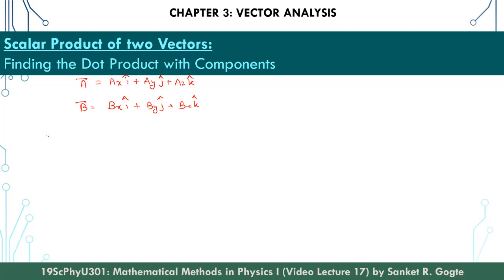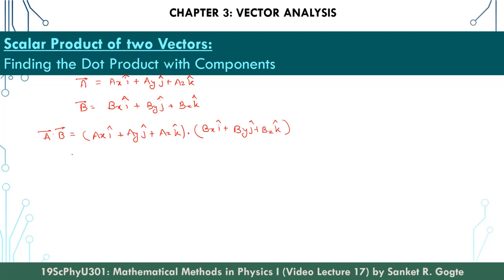and we want to find this dot product A dot B in terms of the components of the two vectors AX, AY, AZ, BX, BY, BZ. Then it can be done in this way. Vector A is now AX i plus AY j plus AZ k, and we are taking dot product of this with BX i plus BY j plus BZ k. Now when we expand these two brackets, what will happen is we will get 9 terms.